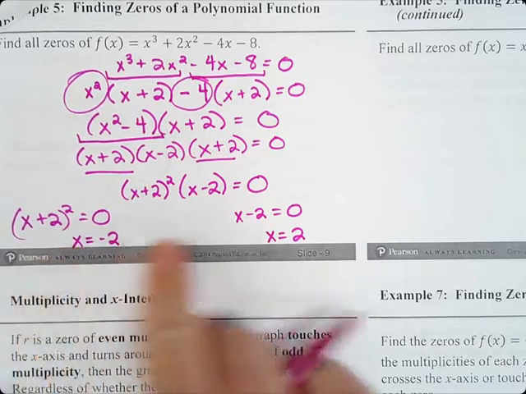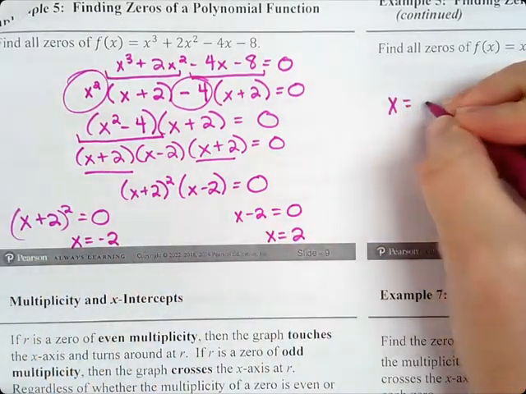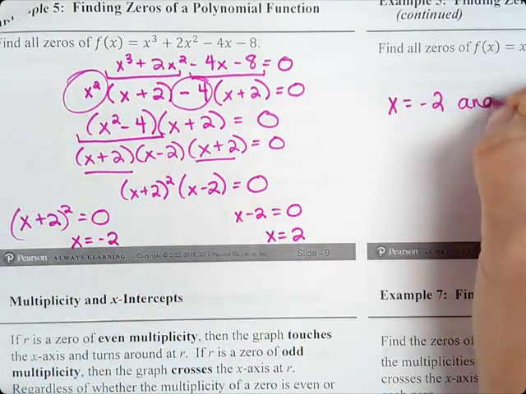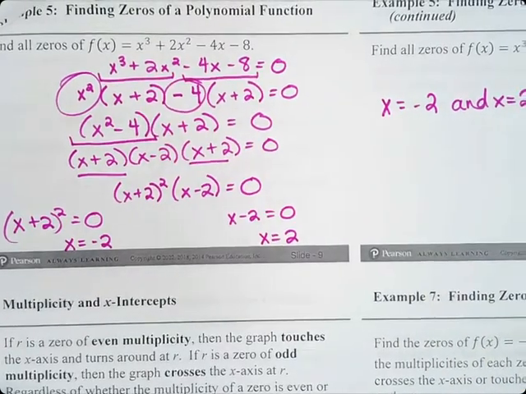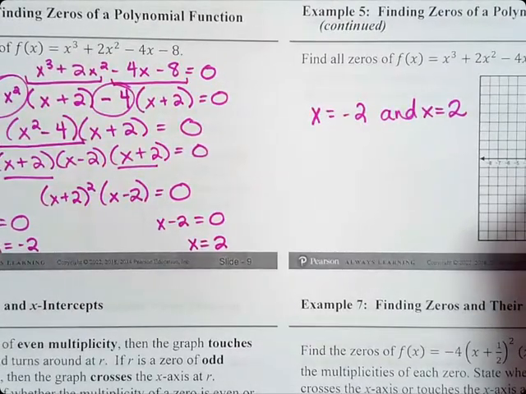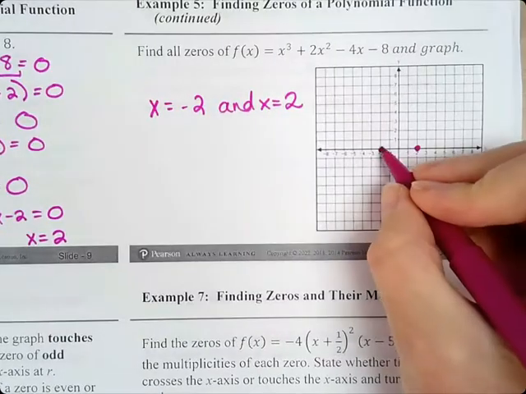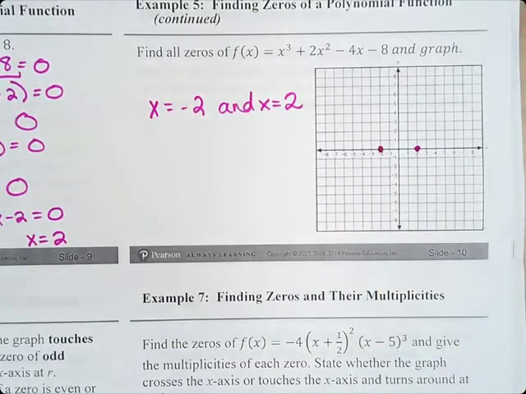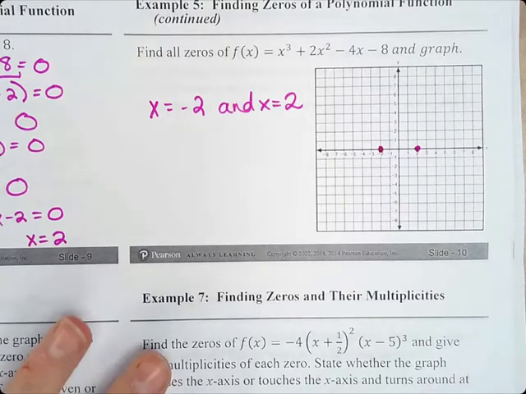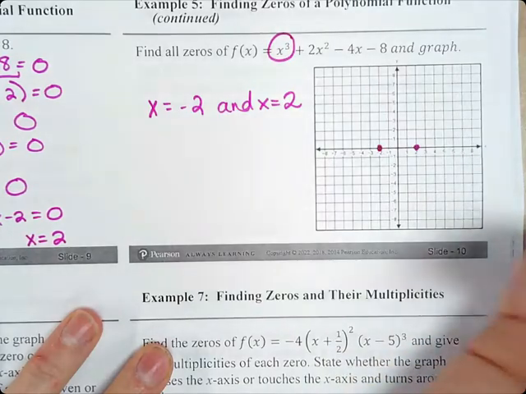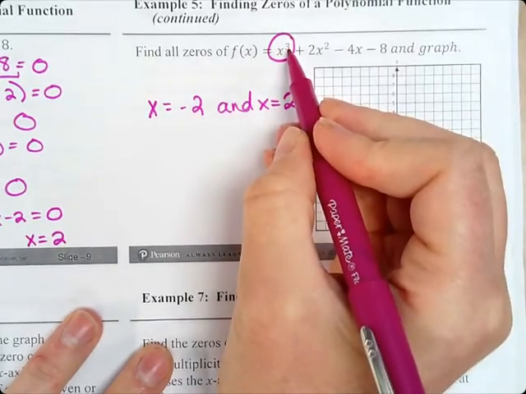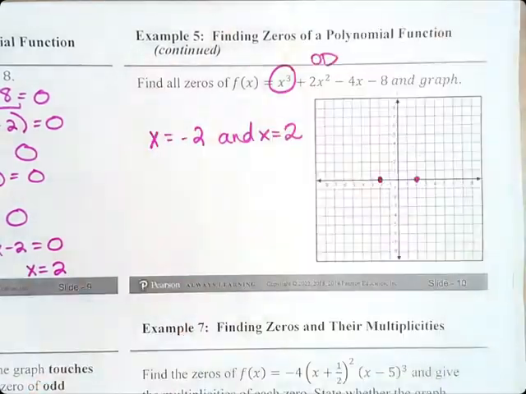So we are going to graph these zeros. So x equals negative 2 and x equals positive 2. So I'm just going to graph those on the x-axis. Those are my 2 zeros. And let's go back to what's the end behavior going to look like? Down and up. Because it's odd. And the leading coefficient's positive.